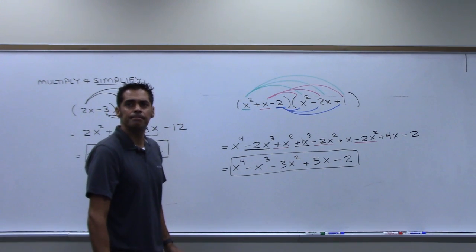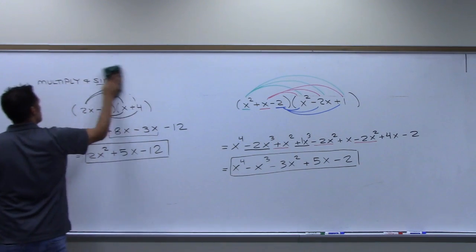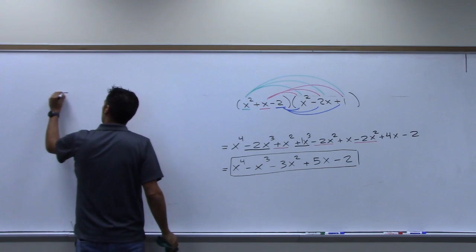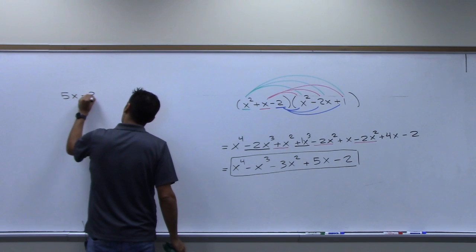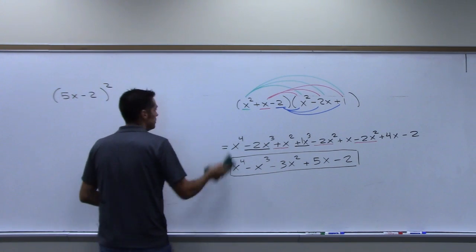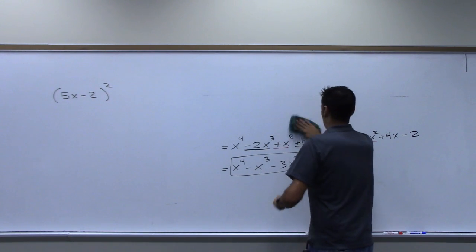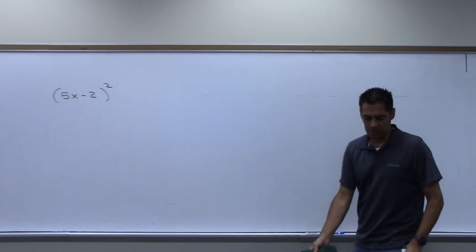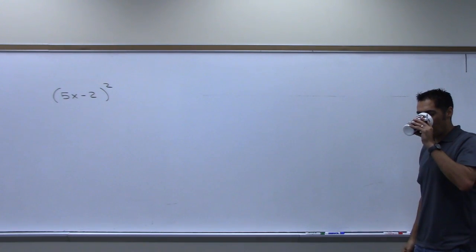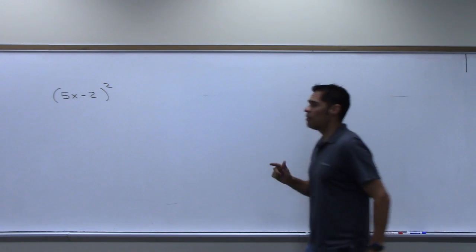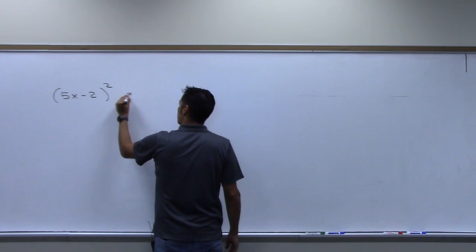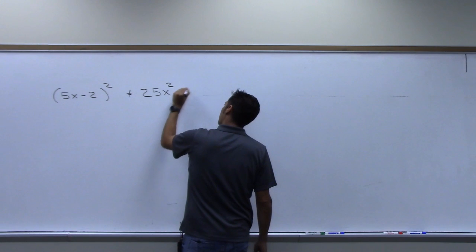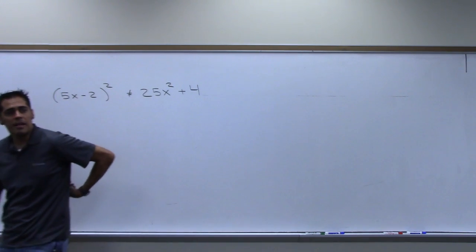Okay, so do another problem here. What about this? 5x minus 2 squared. A lot of people make mistakes on this one. The most common incorrect answer I see is this. Please don't write this, okay? That's the most common incorrect answer I see.